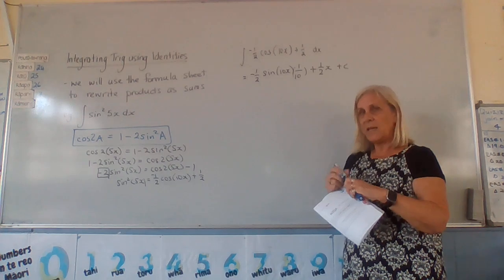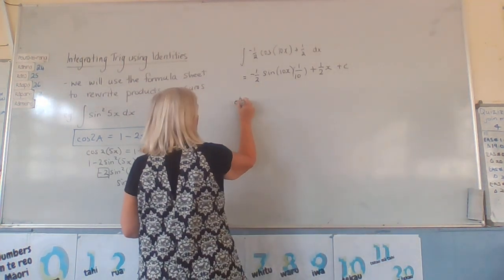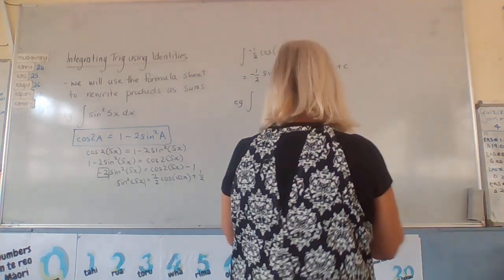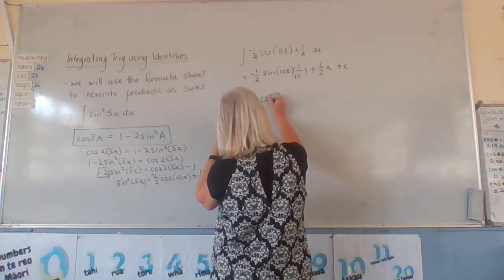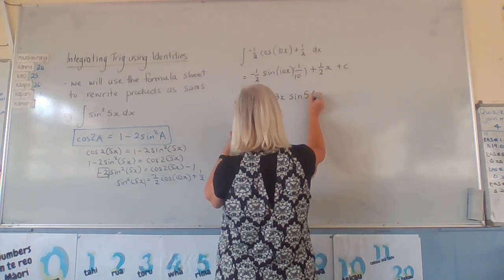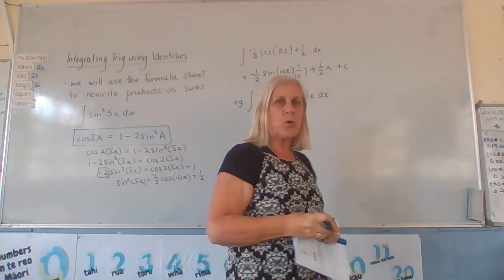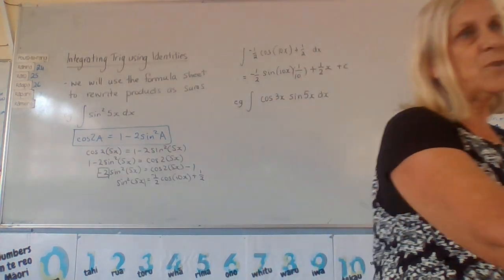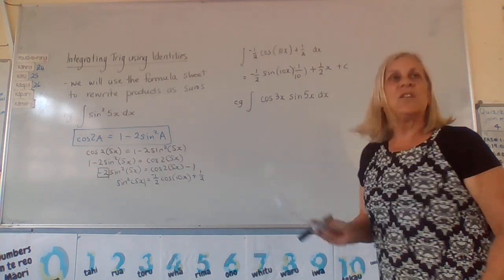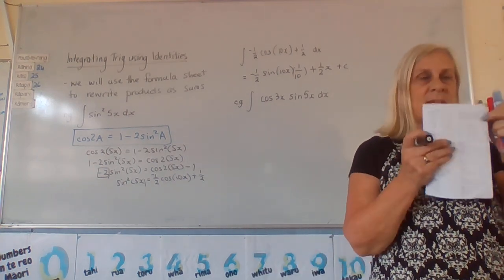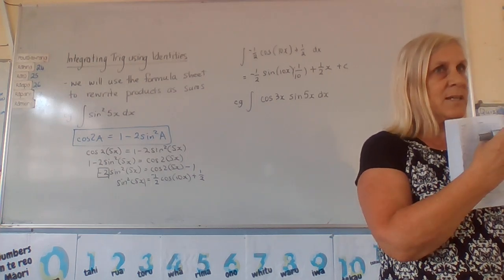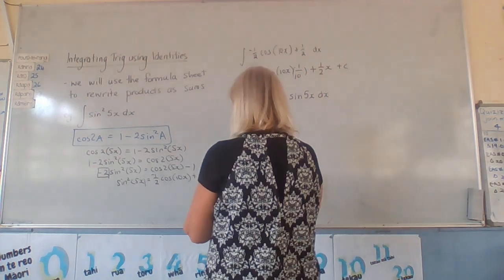All right? Example 2. If we have to integrate cosine of 3x sine of 5x dx, there's no product rule in integration. It's differentiation that has the product rule. So I need to change this product into a sum. So the next set of ones, so these are products over here, and we're going to turn it into sums over here.